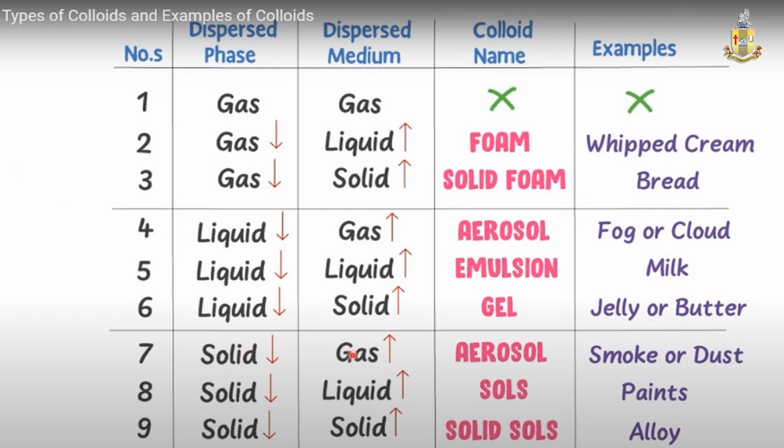A solid in gas is called an aerosol, and an example of an aerosol is smoke or dust. A solid in liquid is called a sol, and a very good example of sols is paints, where pigments are mixed in an aqueous or oil medium. A solid in solid is called a solid sol, and alloys are very good examples of solid sols. So alloys are a mixture of metals.